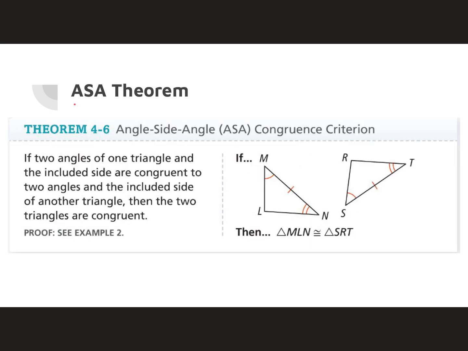So the ASA theorem, angle side angle theorem, says if two angles of one triangle and the included side are congruent to the two angles and the included side of another triangle, then the two triangles are congruent. So ASA, angle, side, angle.